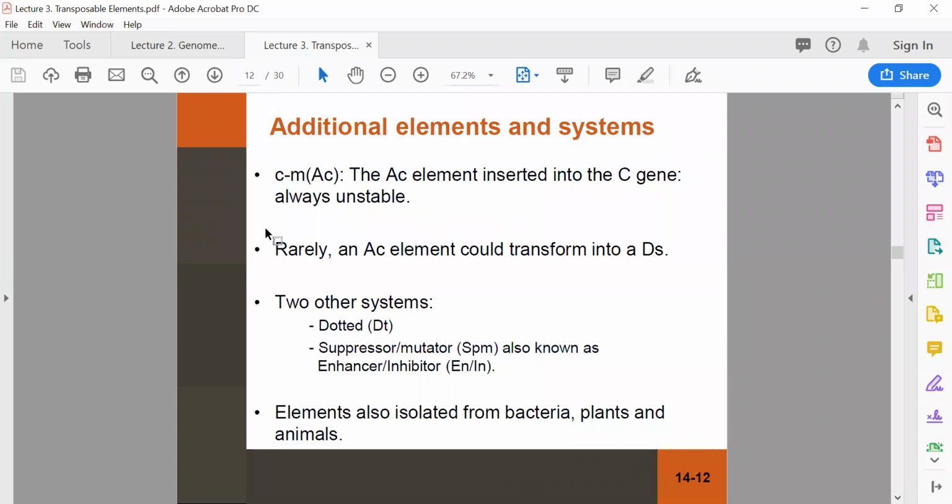All right, other transposable element systems were also discovered and given different names. There was one called Dotted, there was another one called the Suppressor-mutator or Spm system, and that was also known by different names such as the Enhancer-inhibitor system because different research groups discovered this transposable element system at the same time. Transposable elements were also eventually discovered in bacteria and other plants and also in animals.